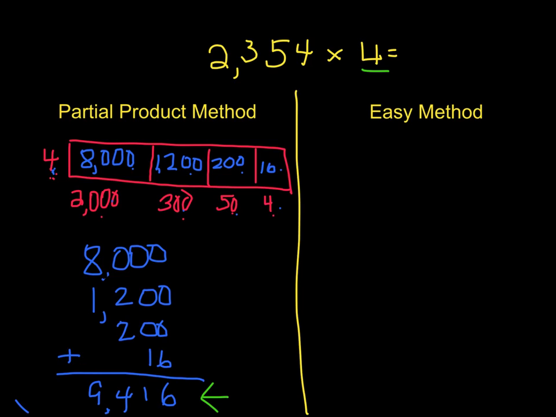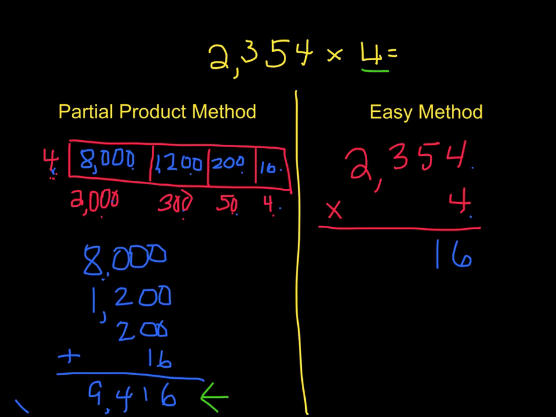I take the largest factor that I'm multiplying, which is the 2,354, and place it on top. And I am multiplying it by the other factor, which is 4. I start by multiplying the 4 times the 4, which is 16. Put it in the answer space.